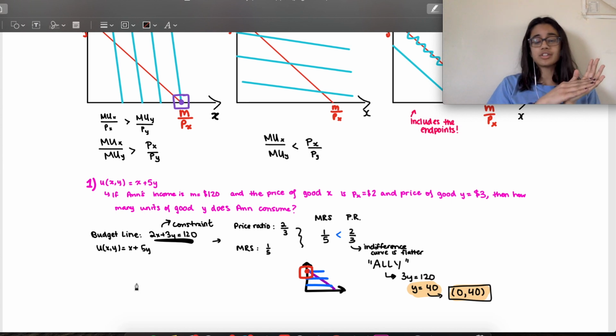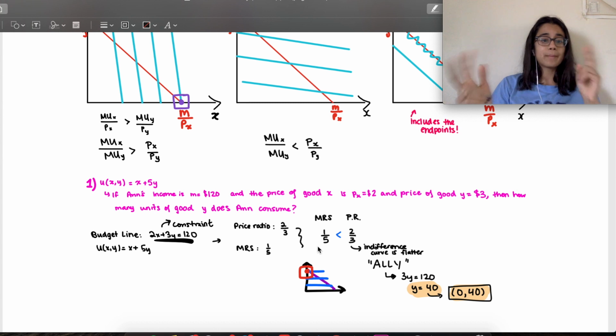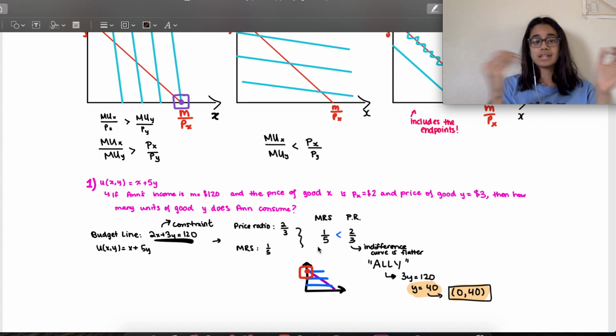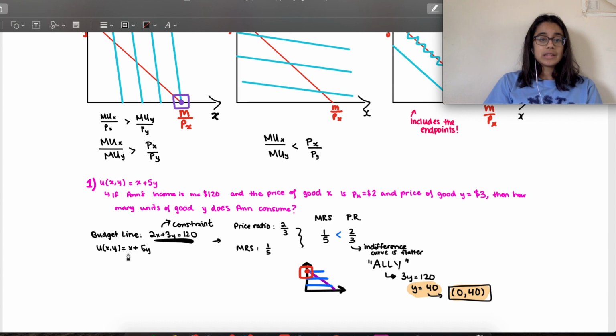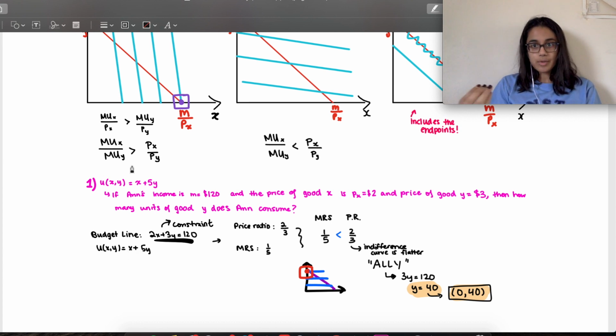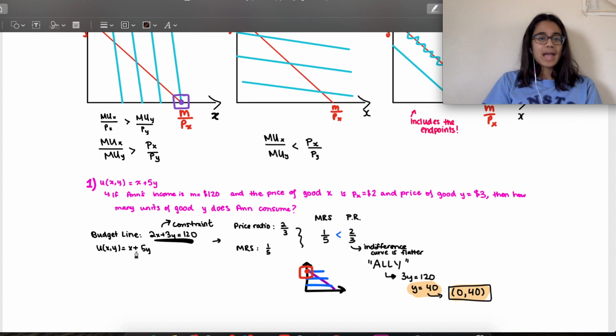You want to have your utility function out straight up. Now you're just comparing our price ratio and our MRS. The MRS is basically MUX over MUY, right? And what that means is basically your partial derivative with respect to X divided by the partial derivative with respect to Y. And for perfect substitutes, I think this is one of the easiest because the partial derivatives are just the coefficient in front of our utility function, right?